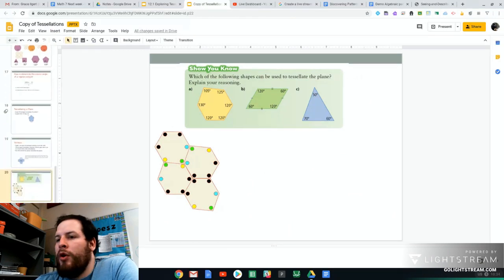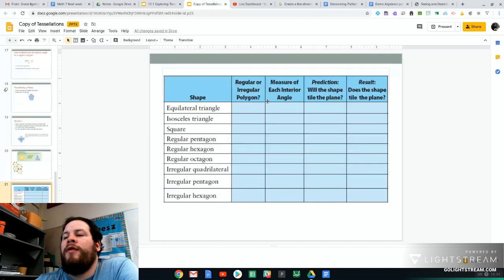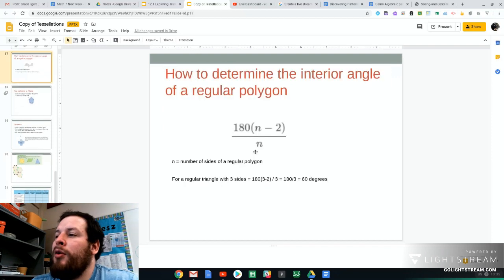So lastly, if we look at this here, I'm going to give you a graph like this on your assignment. This will be very similar. With watching this video, you should be able to answer all these questions already, because I pretty much answered all these questions for you. For the regular shapes, you could use this formula back here to solve for that.